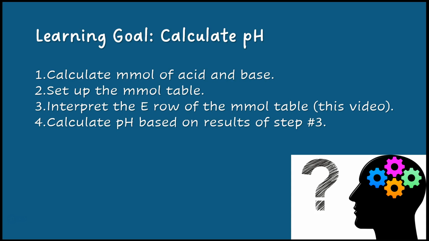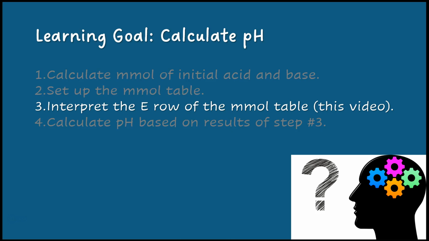There are 4 general steps we need to follow in order to ultimately calculate the pH. Calculate the millimoles of acid and base, and use that information to set up the millimole table. Interpret the E row of the millimole table to figure out where the reaction is on the titration curve, then calculate pH based on the results of step 3.